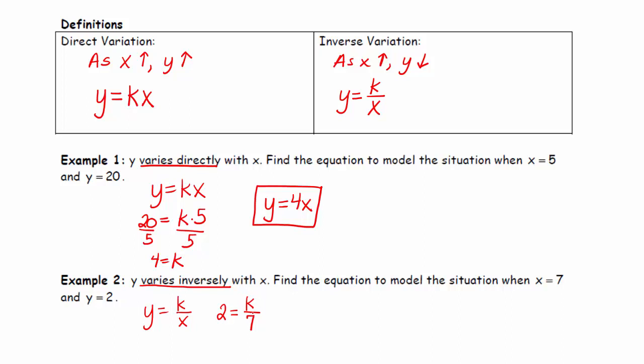Now how would you solve for k here? We need to undo what's happening to it. Well, we're dividing by 7. So to undo that, we would multiply both sides by 7. So we would get k is 14. So this equation is y equals 14 over x.